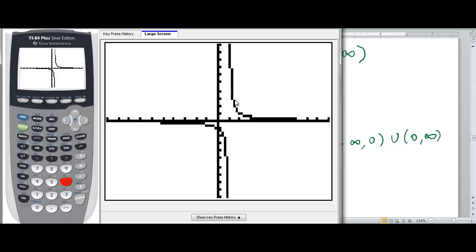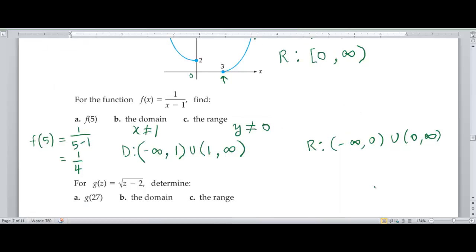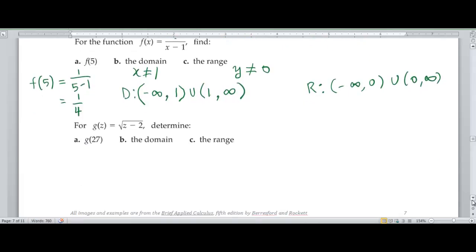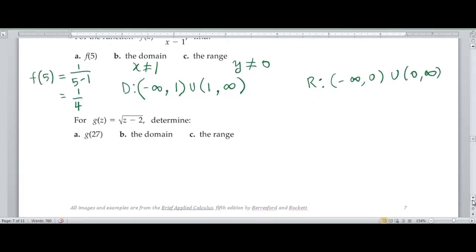Okay, let's go on to the next function, g of 27. Well, when you plug 27 into this function, 27 minus 2 gives me 25, square root of 25 is 5. And it's actually plus or minus 5, right?